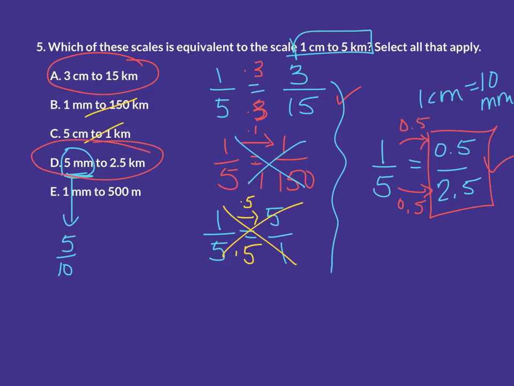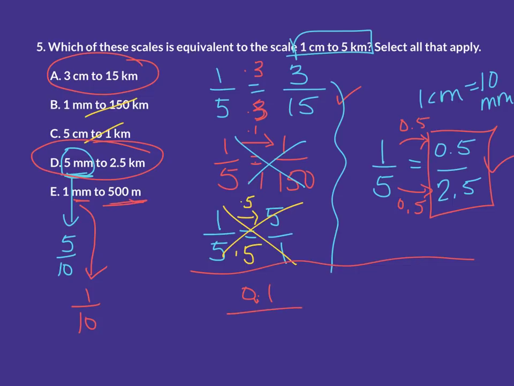Now the last one has got millimeters and meters. So I already know how to convert my millimeters to centimeters. I have to divide by 10, so that's 1/10. Or if I wanted to write that in its decimal form, it would be 0.1.